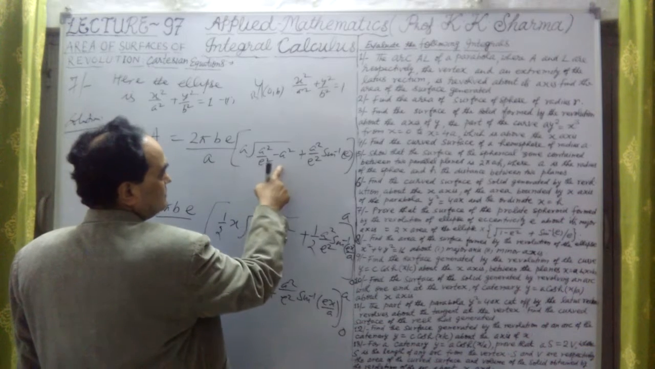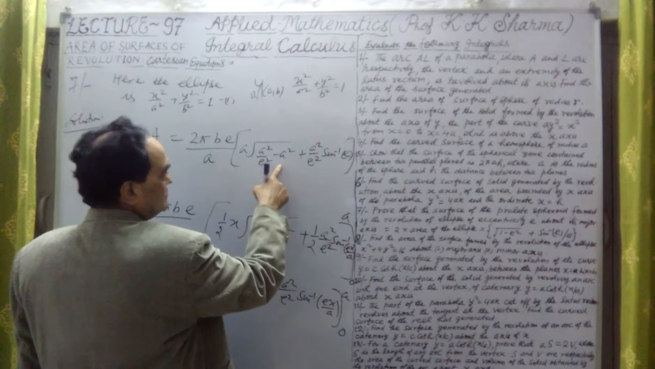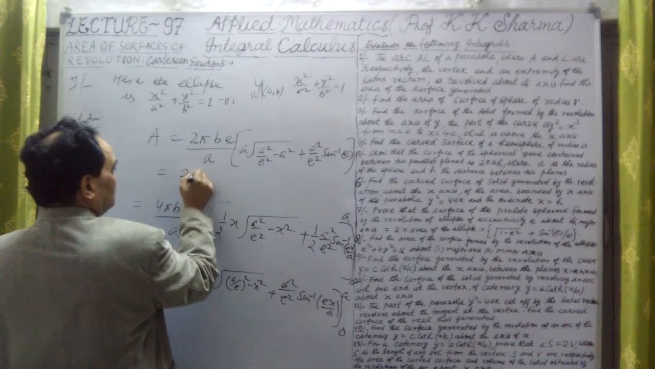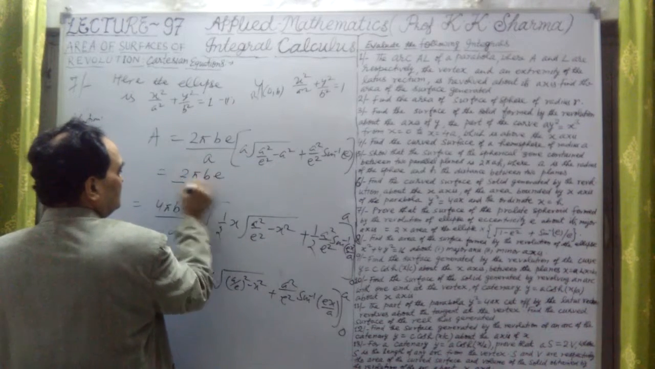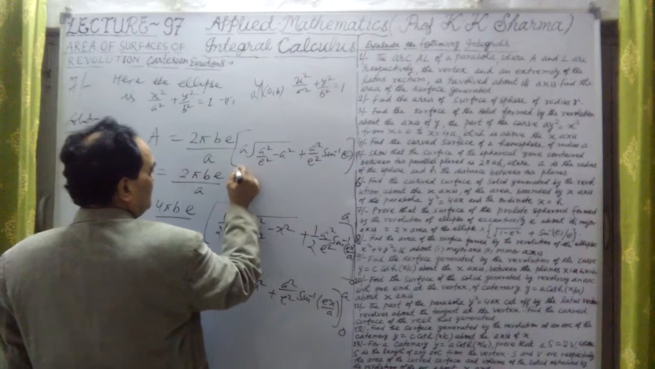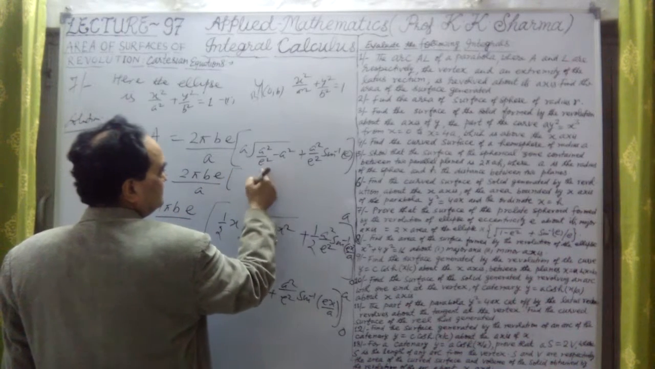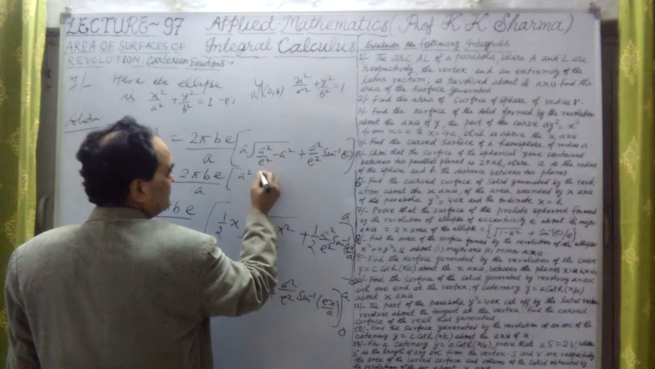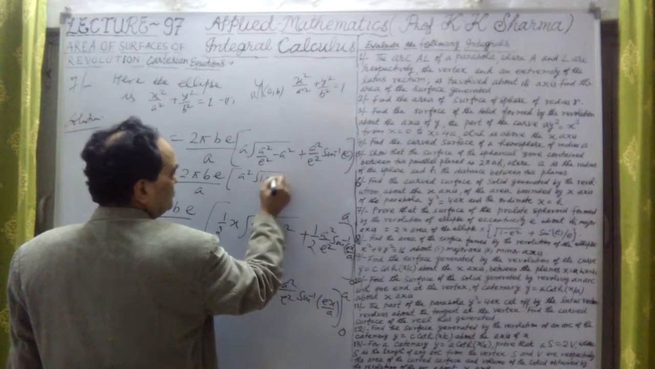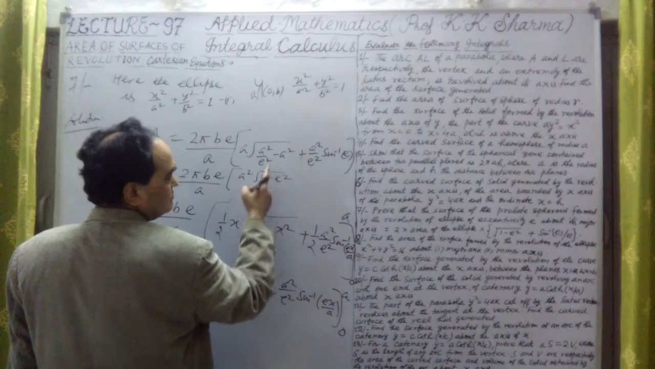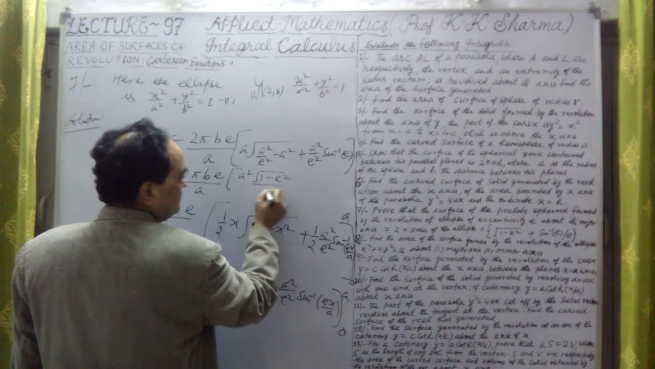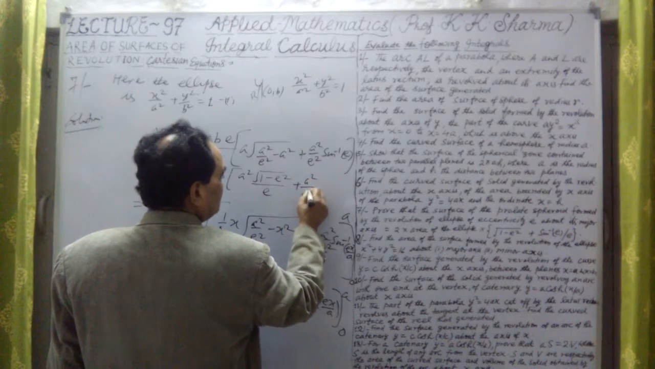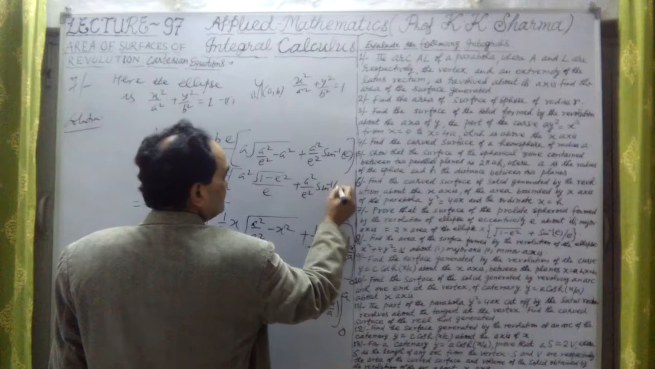Now if I take e and a square also, a upon e will come out. Then this is twice pi into b upon a. If I take LCM of this, e will come out. This is a square, because a from inside will come out. It will be under root 1 minus e square only left over after taking LCM, upon e, plus a square upon e square into sine inverse e only.